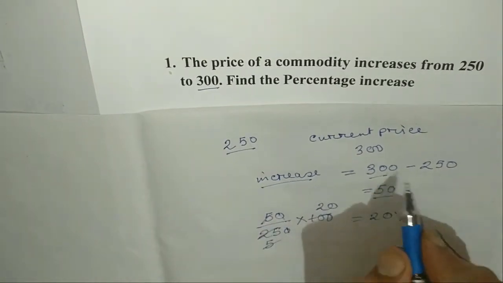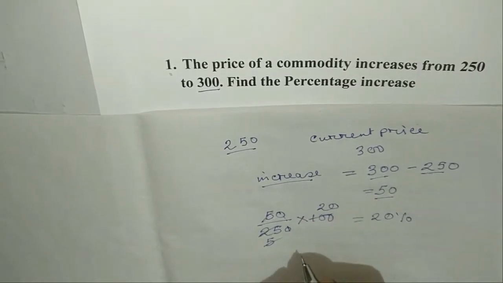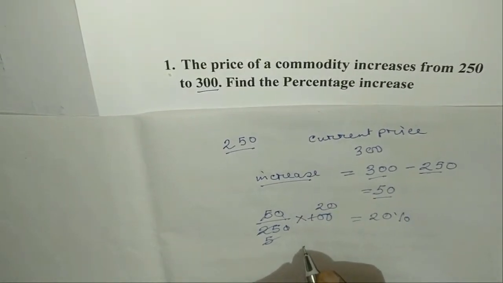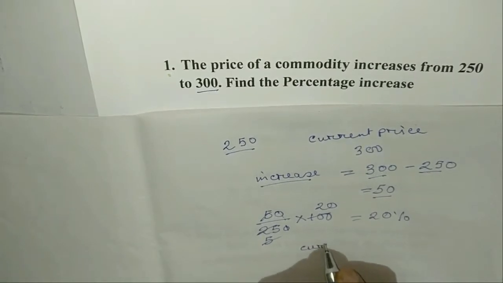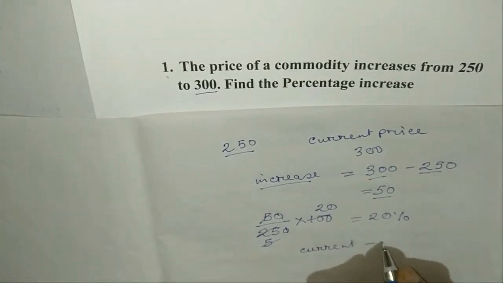So what we have done here: for this sort of math, whenever we need to calculate the price increase, the formula is current price minus old price.